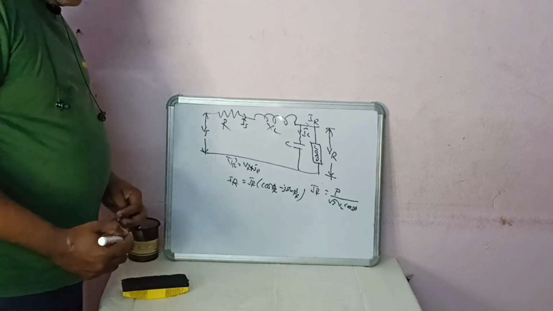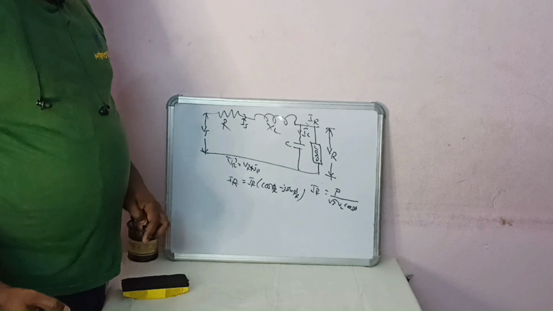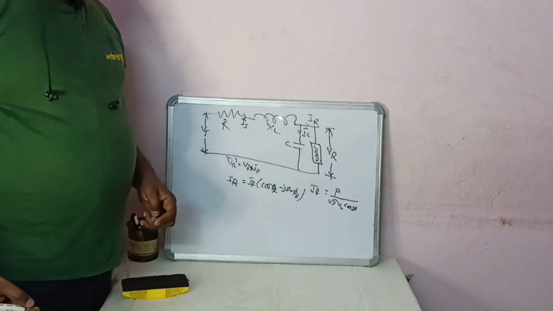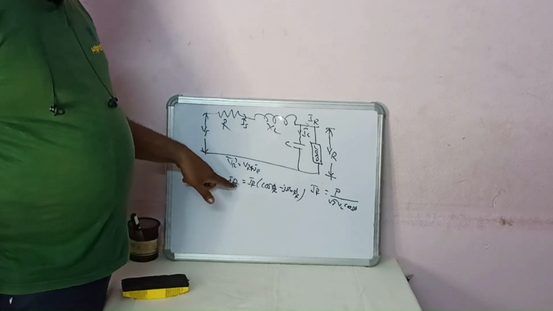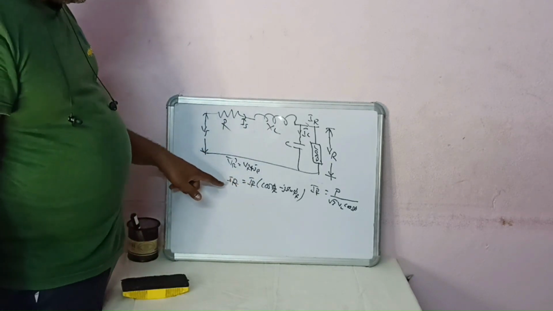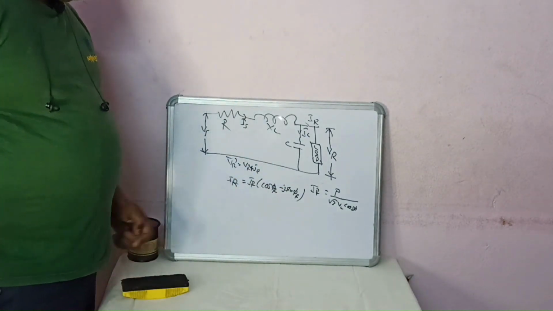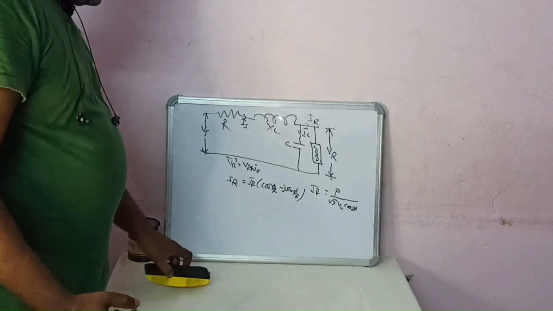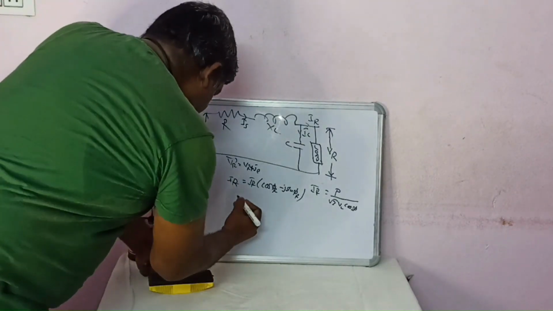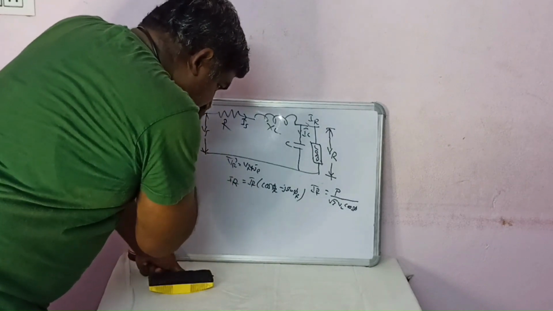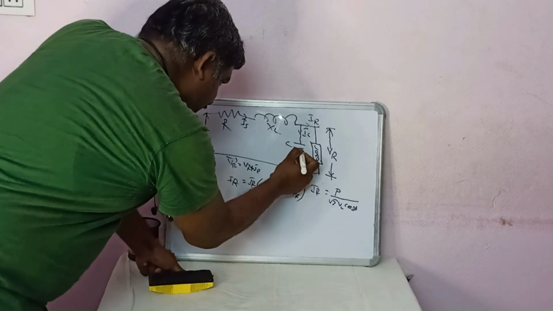So I need to resolve this IR into two components. One is IR cos phi r and the second part is minus j IR sin phi r, because I am using an inductive load, so the current IR has to be resolved into two components. Once IR is calculated, the next step is to calculate the current passing through the capacitance.